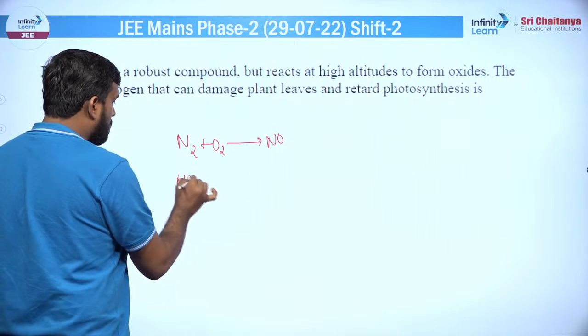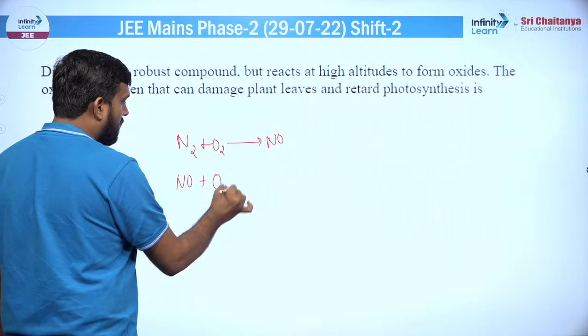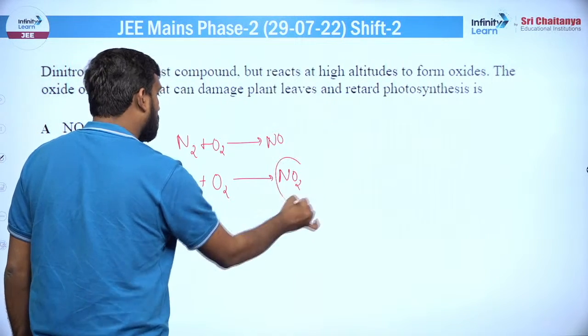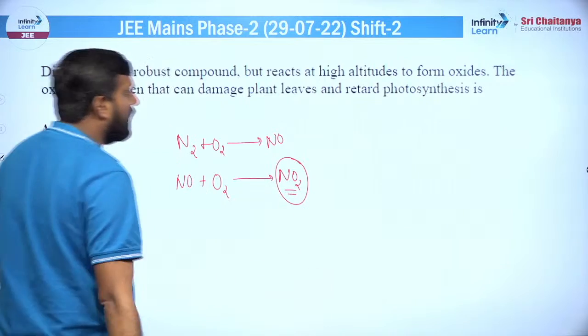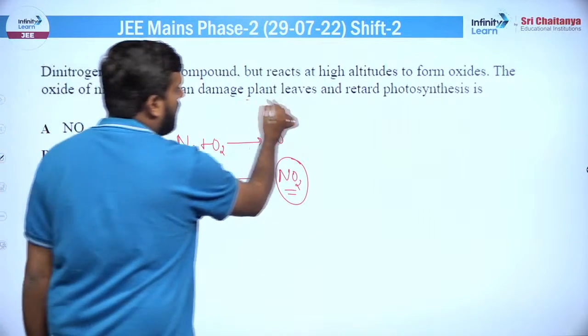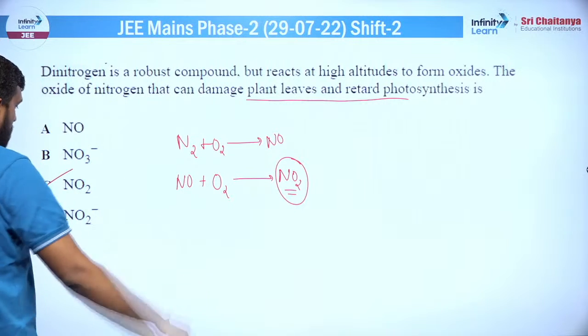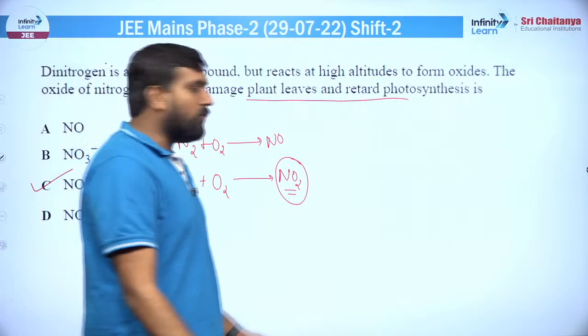This NO, when it comes to the lower altitude, is highly reactive and it reacts with the oxygen to produce basically NO2, okay. So this NO2 is going to harm the plants and damage their leaves and basically retard the photosynthesis. So the correct answer will be the NO2, that is option number C, okay. Going for the option number C.